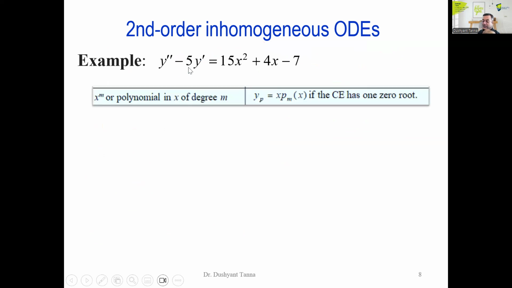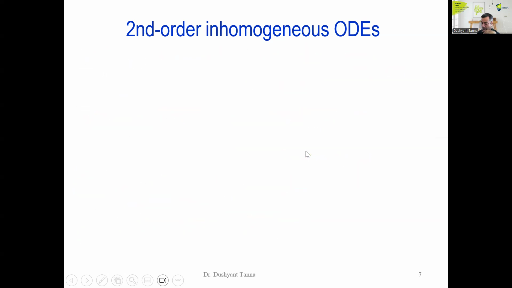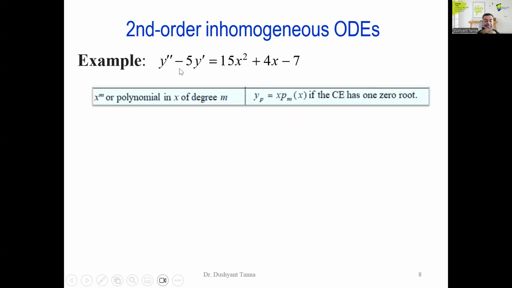Y double dash minus 5y dash is equal to something of x. If you go to the table here, xm or polynomial in x of degree m, so whatever power, right? You get some power, okay? Then yp is x times pmx if c has a 0 root. If you look at your c, the characteristic equation, it has a 0 root, right? So your yp is x pmx. So you multiply your polynomial with x.